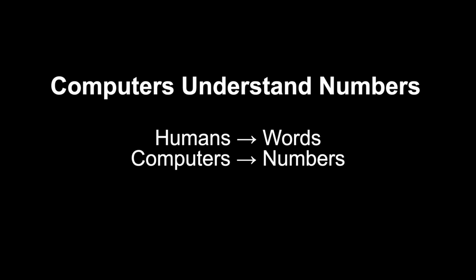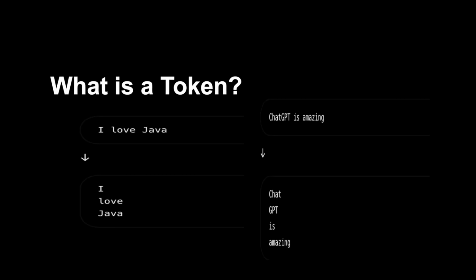This process starts with tokenization. A token is a small piece of text. It could be a word, a part of a word, a punctuation mark, or even a space. LLMs don't work directly with sentences, they work with tokens. When you type a sentence, the tokenizer breaks it into smaller pieces. The exact split depends on the tokenizer being used. But the goal is always the same: convert text into manageable units.